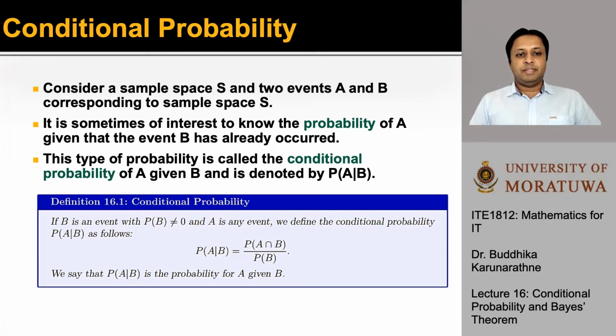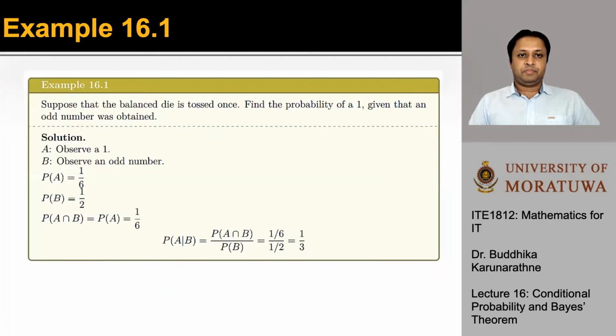So we properly define it formally. Definition 16.1. If B is an event with the probability of B not equal to 0 and A is an event, we define the conditional probability of A given B as P(A|B) is equal to P(A intersection B) over P(B). In this case, we say that P(A|B) is the probability for A given B.